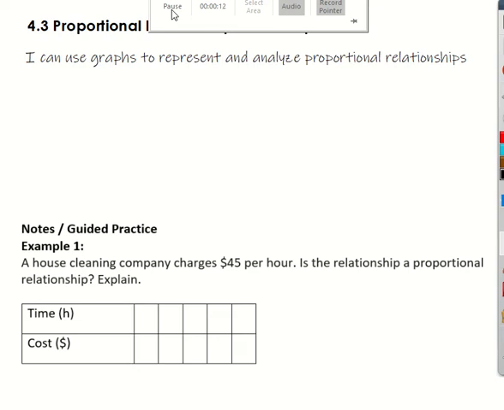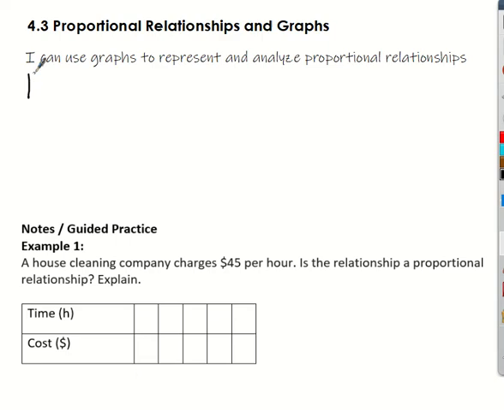Today we are covering 4.3, proportional relationships and graphs. Your essential understanding for today is I can use graphs to represent and analyze proportional relationships. So in your key terms section, I'm going to try and help you tie it all together: the 4.1, the 4.2, and then we'll roll to the 4.3.